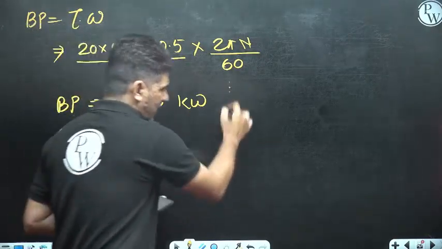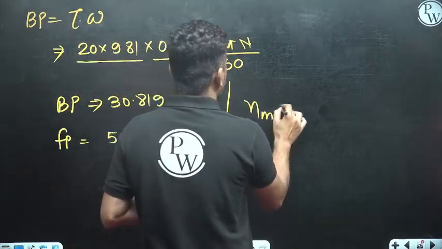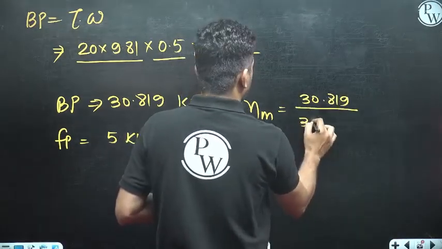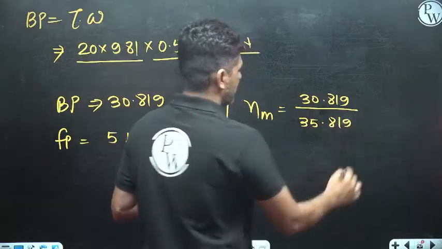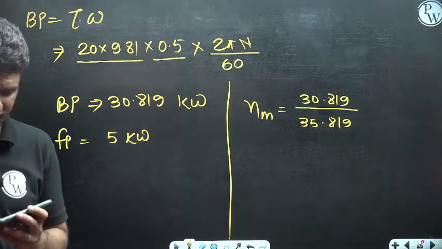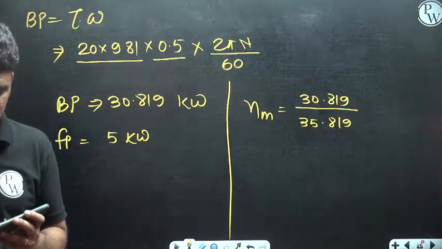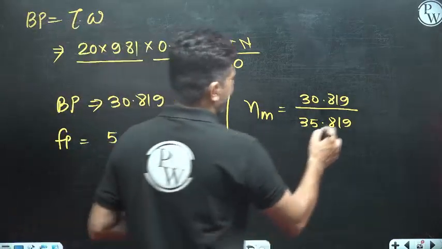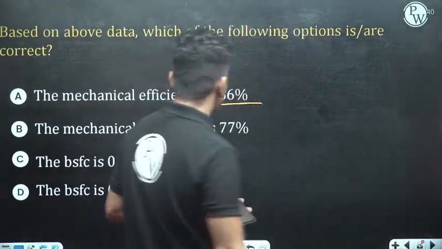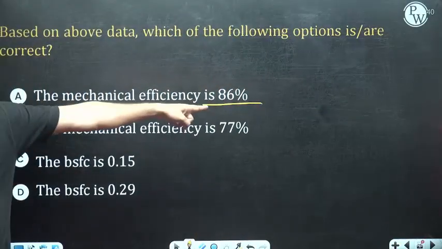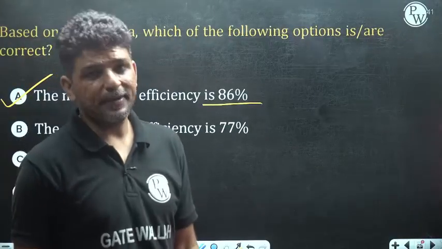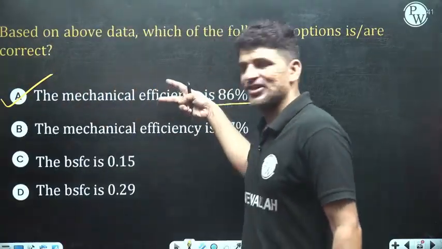So from here you can calculate mechanical efficiency. Mechanical efficiency will be equal to brake power divided by indicated power, 30.819 divided by 35.819. So this is 0.86 or 86%. You see that he is saying the mechanical efficiency is 86%. This is the correct answer. So the first calculation is done.